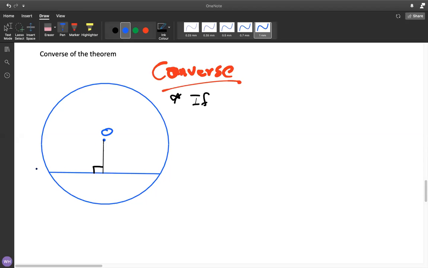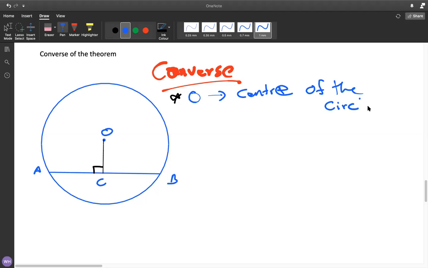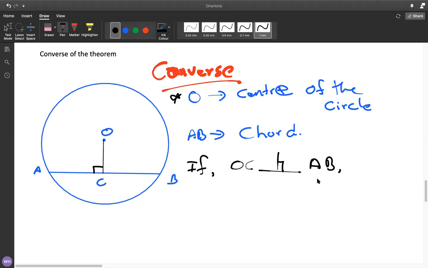All of you draw this one and write it. If the line OC is perpendicular to line AB, then AC equals CB.